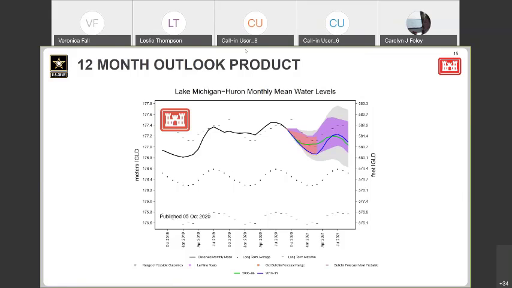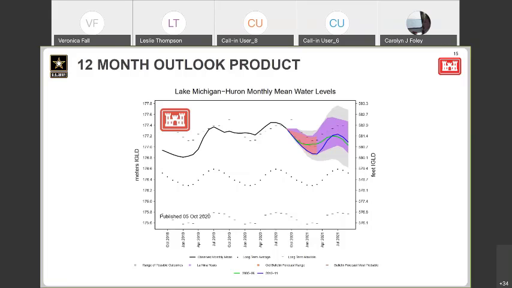Okay, so I wanted to make you all aware of this product because we get asked quite a bit, well, 6 months is great, but what about a year from now? What are water levels like? And I want to be clear that this is not a forecast, but we do put together this outlook looking out over the next 12 months to give you an idea, from a what-if perspective, of what could happen, to help from maybe more of a planning perspective.